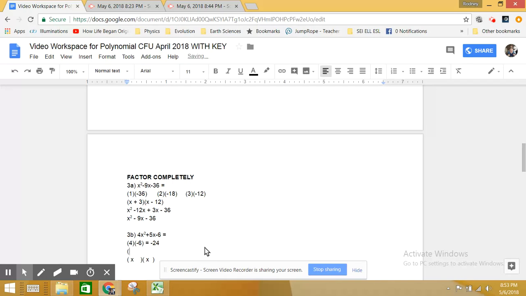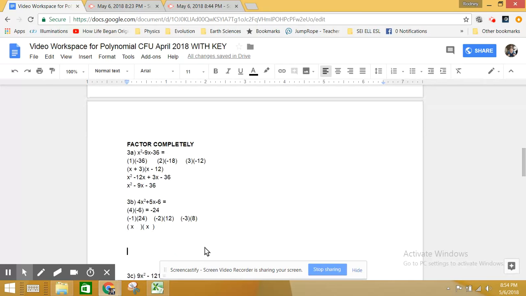My middle term is the sum of the two products. I know my middle term is positive, so I need the larger number to be positive. I'll start with negative 1 times 24, and that's a fail. Then negative 2 times 12. Negative 2 plus 12 is 10, so that's not going to work. Then negative 3 times 8. There are more factor combinations I could go for, but negative 3 times 8 is negative 24, and negative 3 plus 8 is positive 5. So either my inside or my outside is going to be negative 3x, and the other is going to be positive 8x.